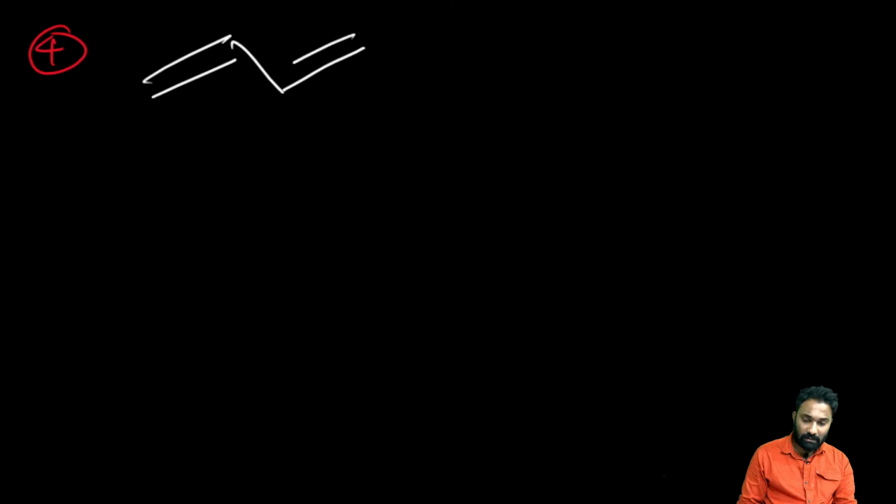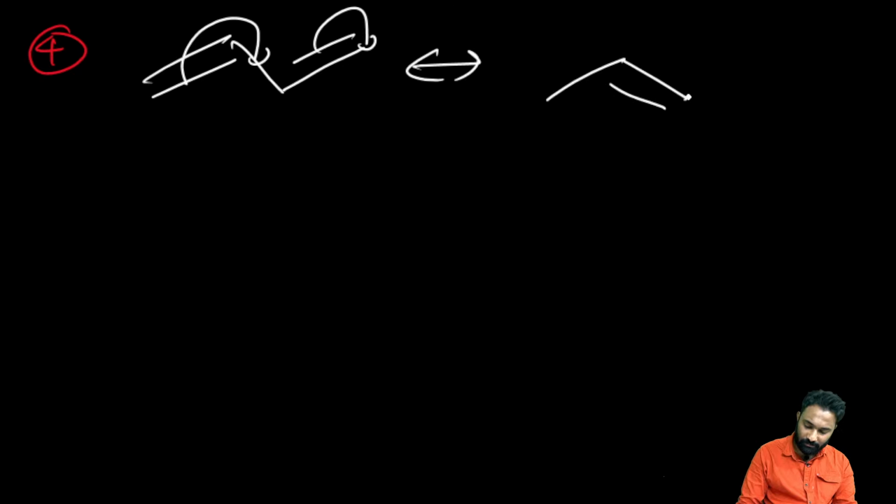Now, fourth one. Fourth molecule. Now here the conjugation is possible, because this pi bond can be shifted here and this pi bond can be shifted here. Here there is a negative and here a positive. Conjugation can be possible here.